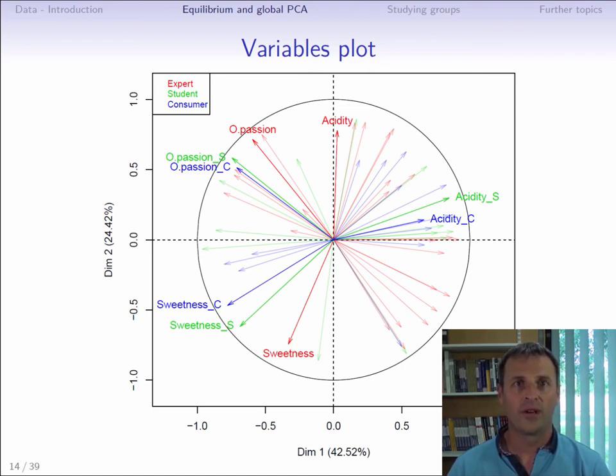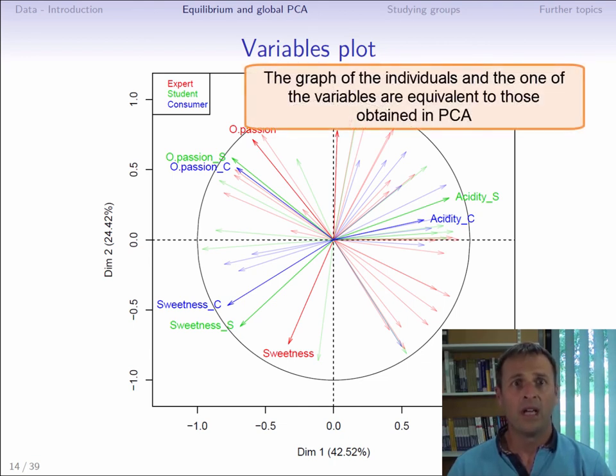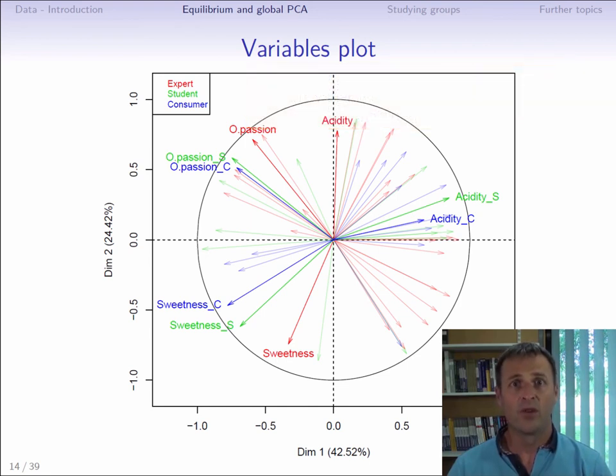We are not going to go further into the interpretation of this variables plot with all its richness and which, combined with the individuals plot, makes it possible to have a sensory description of the wines obtained from the three juries. These two plots are entirely equivalent to those obtained using PCA, but MFA benefits from the group structure, which we have not taken advantage of before, except in weighting the groups. We will see in the next video the contribution this group structure brings to the story, a contribution which is specific to MFA and which provides much of its interest.